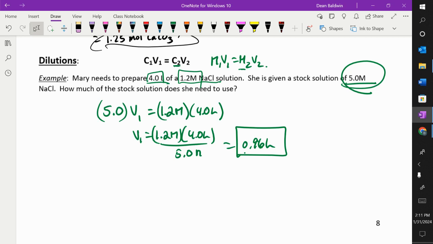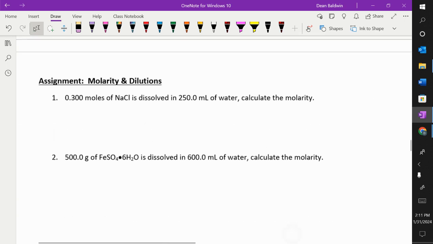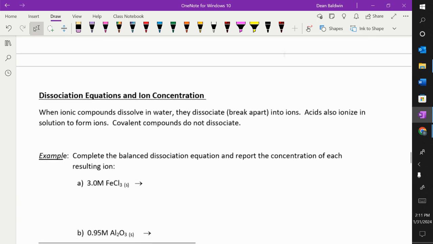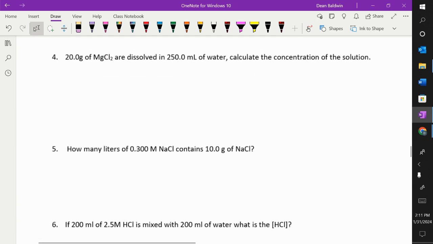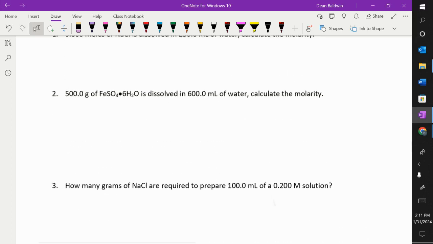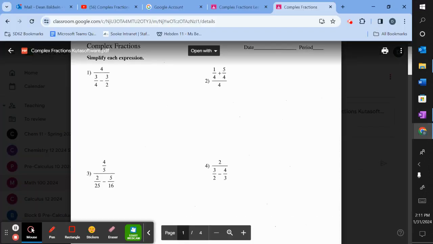All right. Your job is, I'll give you a few minutes to work on the next page, please. And then we'll move on to dissociation equations. And I'll put the answer key up. It's in the classroom, but I'll put it up anyway.